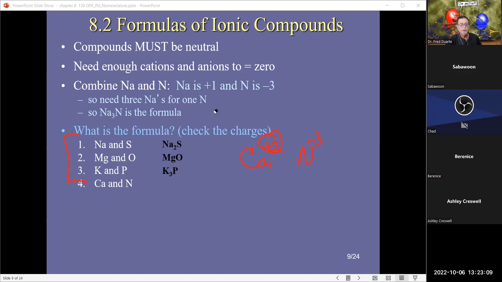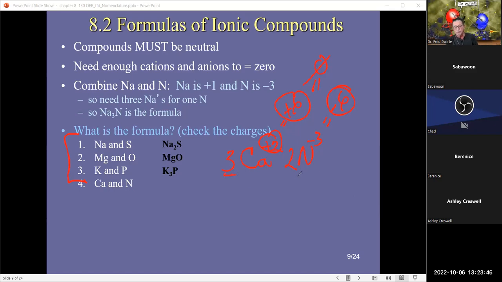So I need three positive 2's, right? Because 3 times 2 is equal to a +6. And I need 2 -3's, because that is equal to a -6. And so this plus this, guess what? Equals 0. So our common number is 6, much like the cross multiplication that was stated earlier, right? So we find a common number. So I've got to have enough positives and enough negatives to cancel each other out.